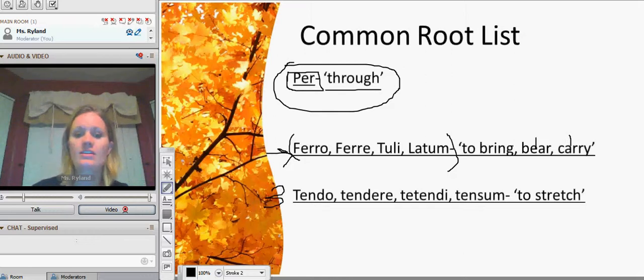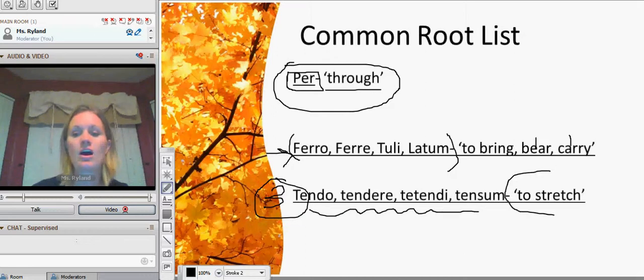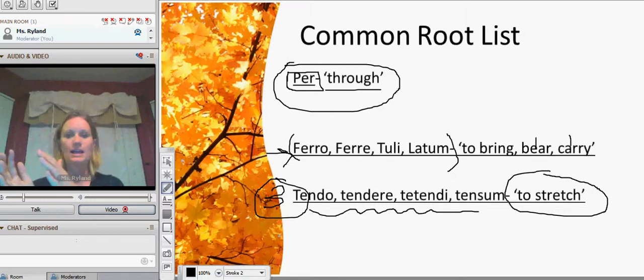Then we have our third root. All these kind of mean the same thing, and all the words are going to mean something about stretching or to stretch. This way you group words in common places and you're going to start hearing these Latin roots like per and fere and tendere, and you're really going to learn the words.